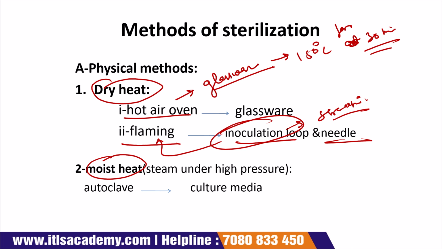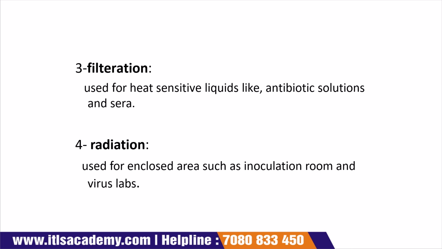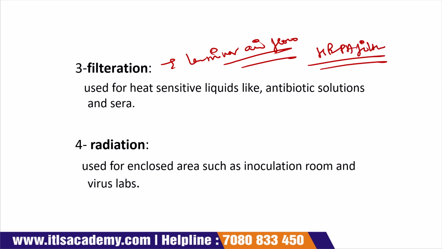Now moist heat means that when we sterilize under a high pressure, then we require a steam. So this will be done inside the autoclave, and in autoclave we sterilize the culture media. Now the next is your filtration. This filtration is used in laminar airflow, in which we use a HEPA filter. We use a HEPA filter which does not allow even the smallest microorganisms to pass through that filter.